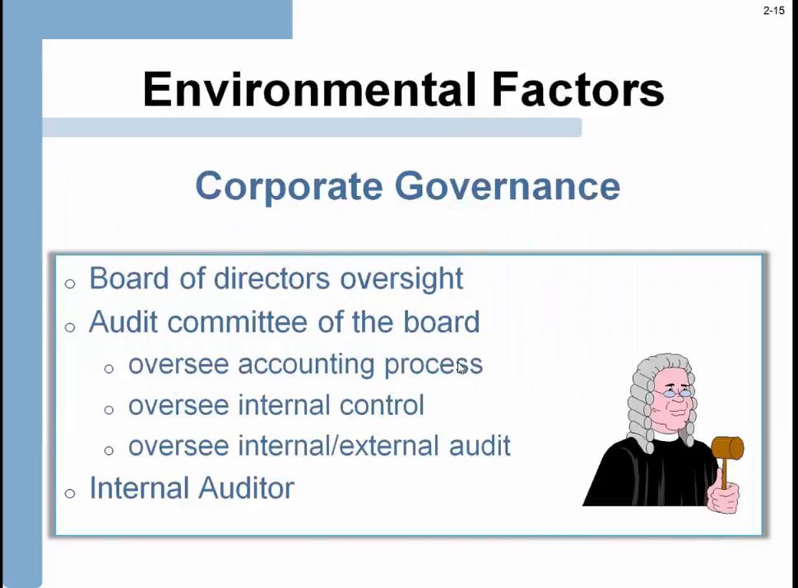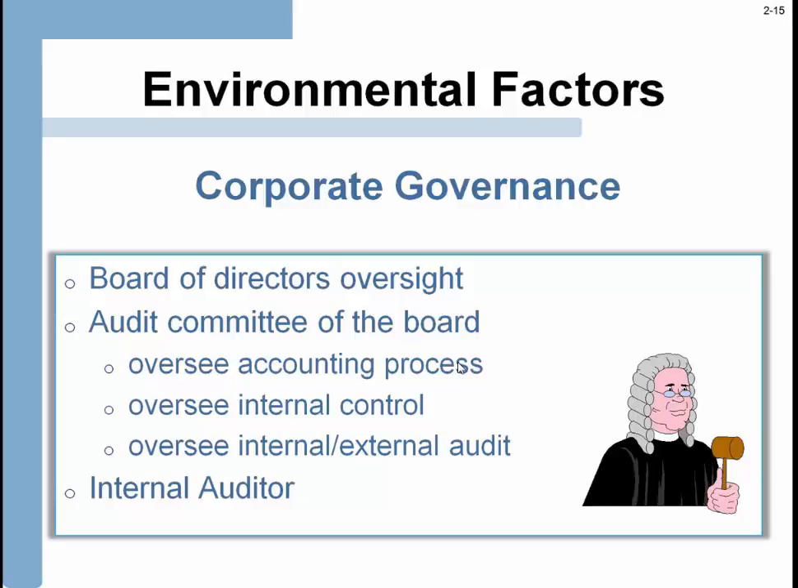Environmental factors, you have corporate governance. You have a board of directors that watches over what happens. The board of directors typically is not involved in the day-to-day operations of the business. They also have a separate arm that's called the audit committee of the board of directors, and typically that audit committee only reports directly to the chief executive officer or the chairman of the board.